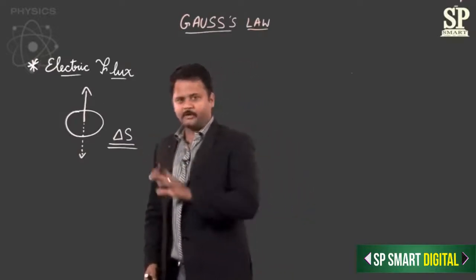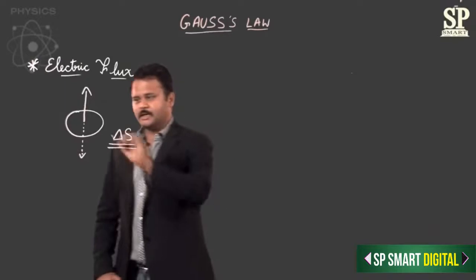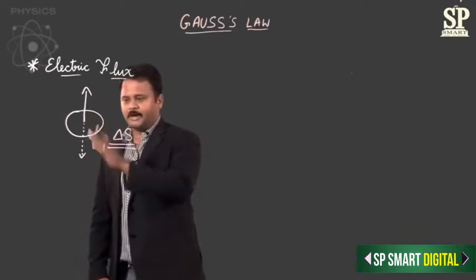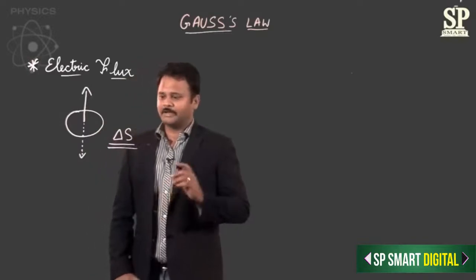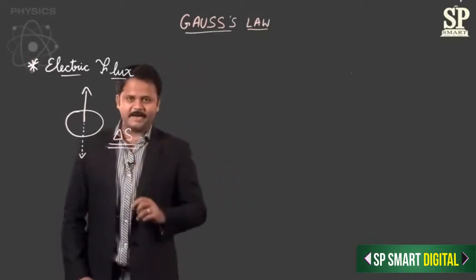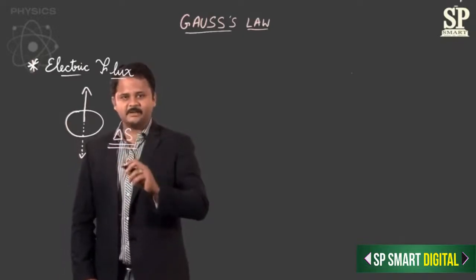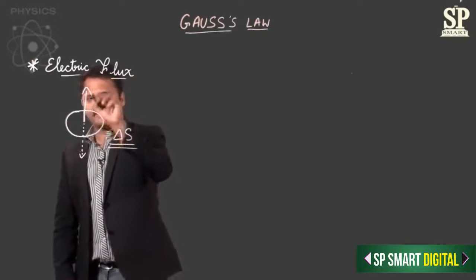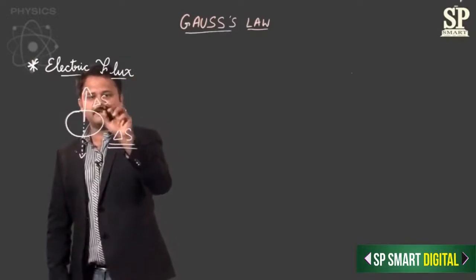So according to this convention, what we are saying is, we will define this particular vector, let's say as a positive normal and the other as negative normal. Then this area vector has magnitude given by delta S and its direction is always the positive normal to that area. So this particular vector then represents our area vector delta S.